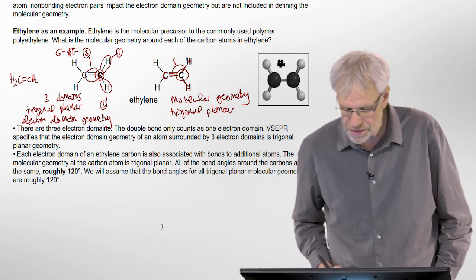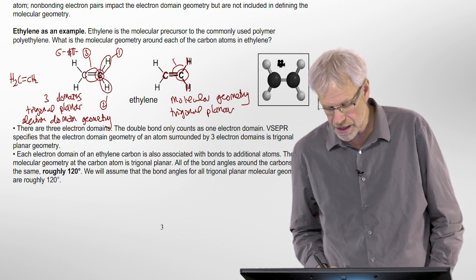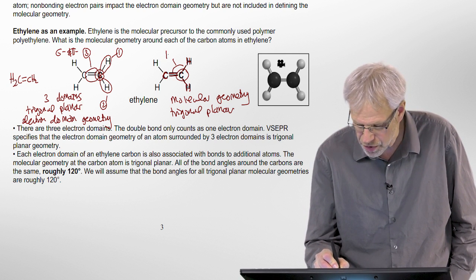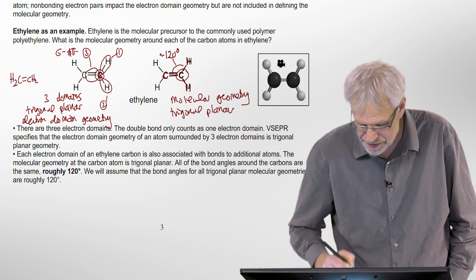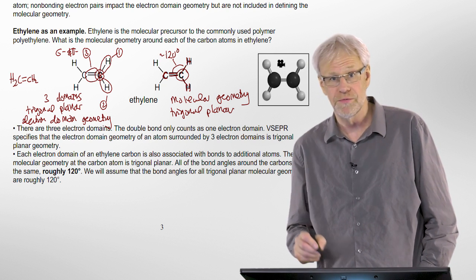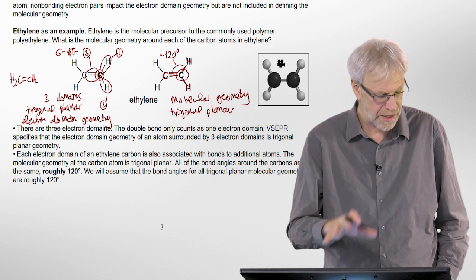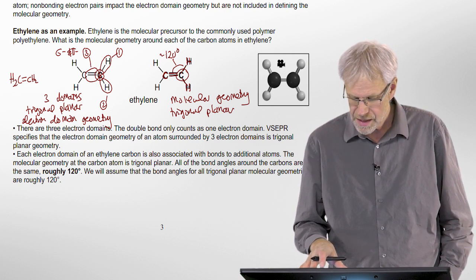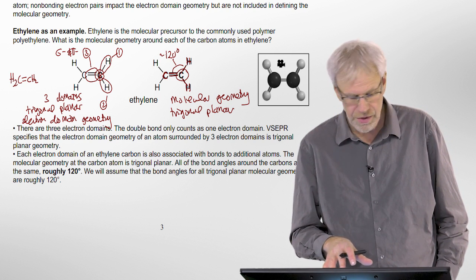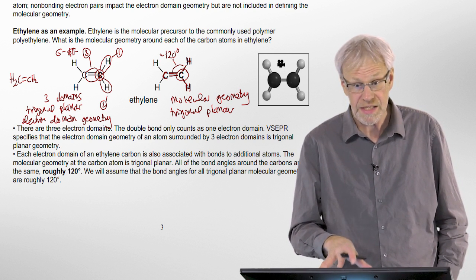The bond angles for trigonal planar geometry, we're going to assume they're all very roughly 120 degrees, and that's going to be a pretty good estimate for most cases where we have these 3 electron domains. Let's have a look at trigonal planar on the computer again and make sure we understand exactly what that means.